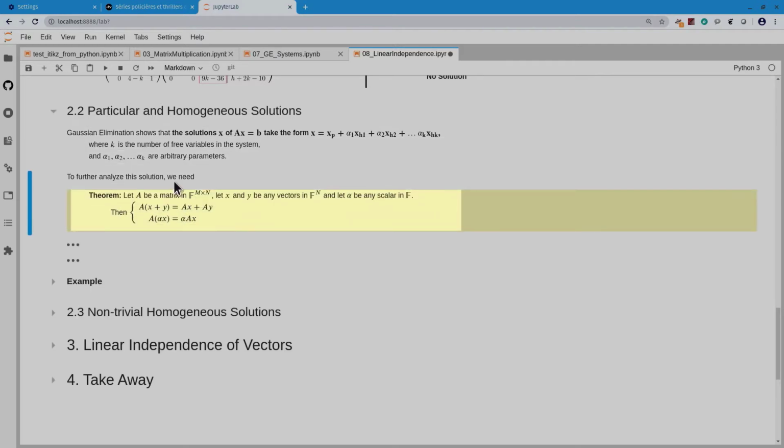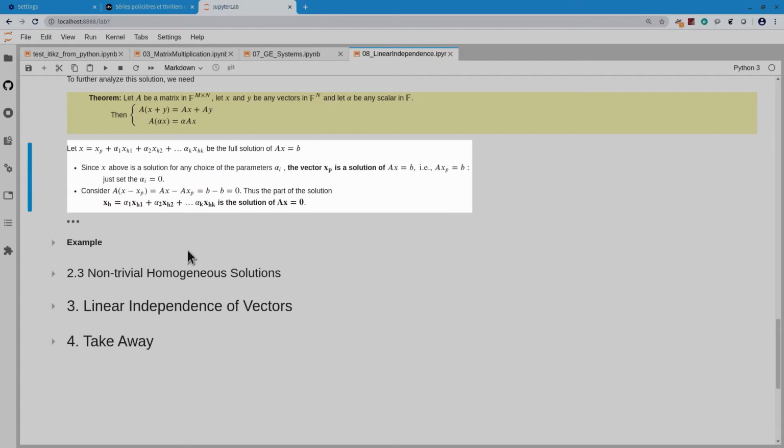To further analyze this solution, I need a theorem, namely that if I take A and a vector x and a vector y, and I want to compute A applied to the sum of those two vectors, I can compute them individually as A applied to the first vector plus A applied to the second. Similarly, A applied to alpha x equals alpha times A applied to x. If we now apply this theorem to our solution, we see the following.